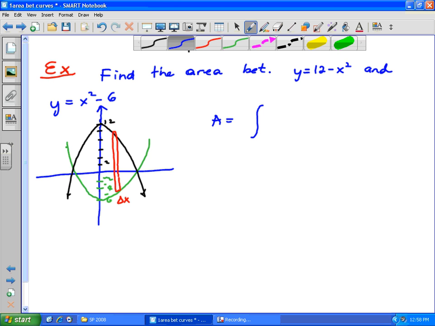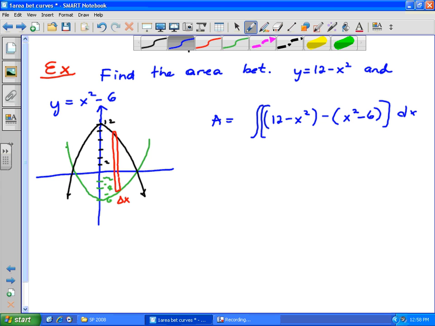But which one am I putting first? 12 minus x squared, that's the top function, right? Minus the bottom function, which is x squared minus 6, dx. And how about the limits of integration?